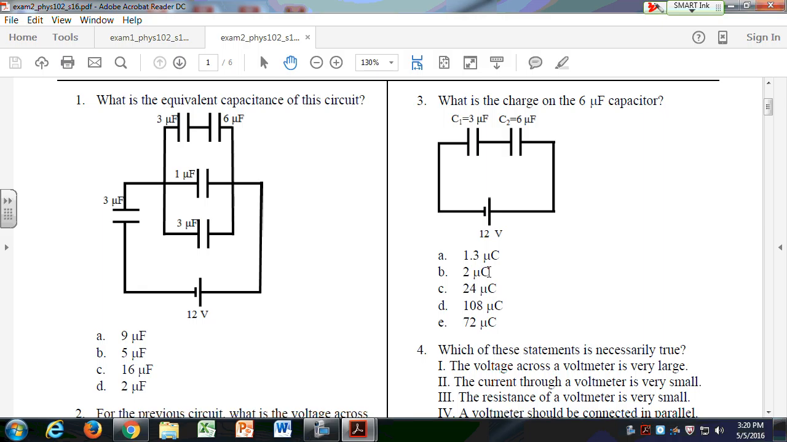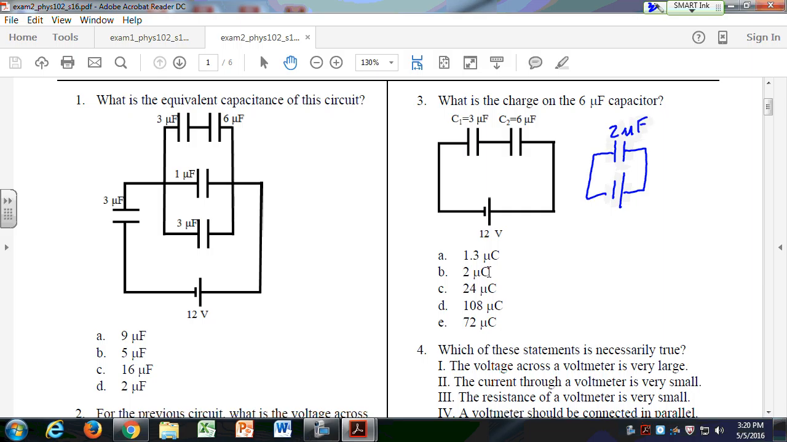So a couple ways. The way that's always going to work is you find the equivalent capacitance. The equivalent capacitance is 2 microfarads.